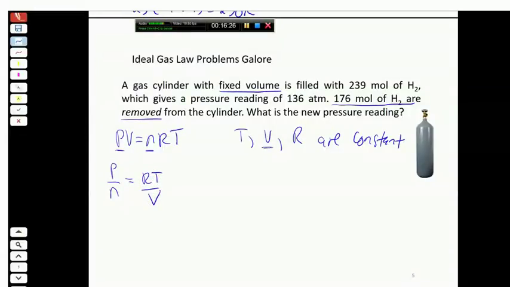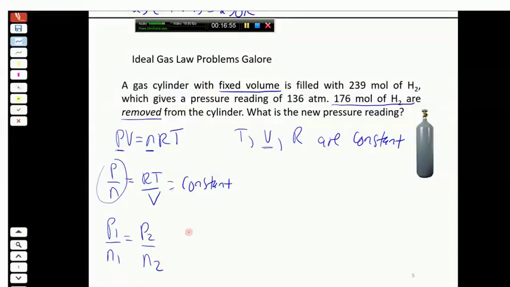You could have also written it as n divided by P is equal to V over RT. As long as you correctly rearrange the equation, you can do it in any way. And this is all going to be equal to a constant. So we move the variables that are changing over to one side, and then we take the initial conditions, P1 over N1, this ratio of pressure divided by number of moles has to equal the final ratio, P2 over N2.